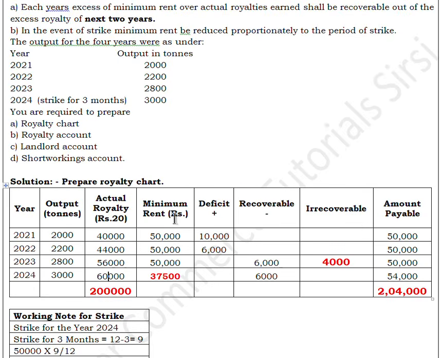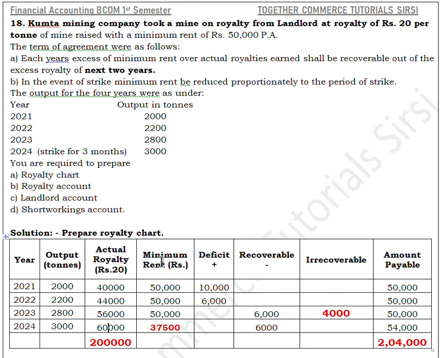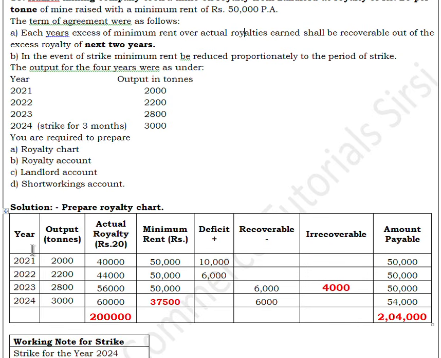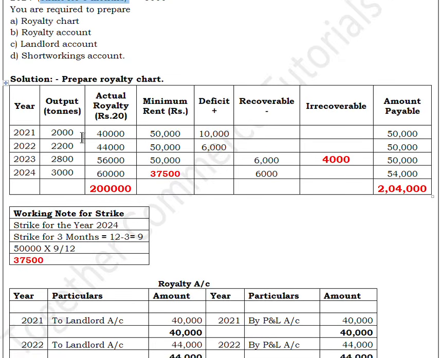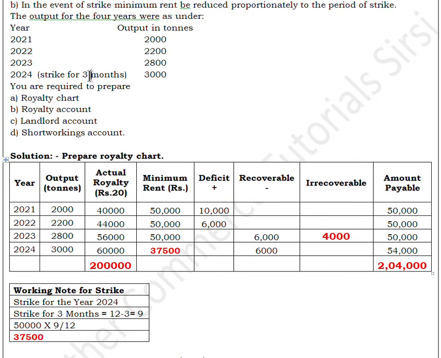Then the minimum rent column. So in the minimum rent column, for whichever year there is no strike, the minimum rent will be 50,000 as they have given in the question. See, for this year it will become 50, for this year it will become 50, for this year it will become 50. But for the year 2024, there is a strike for 3 months. Now the strike adjustment comes only for minimum rent. Okay. Now how to calculate this?